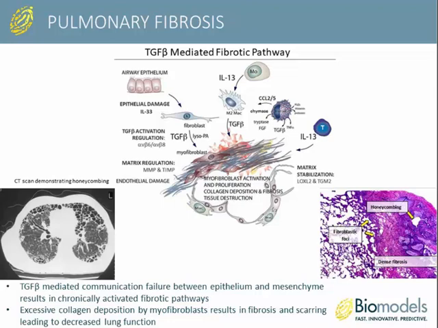And due to this chronic activation, we see excessive collagen deposition that will result in fibrosis and scarring, and this decreased lung function in these models can be measured. And so here we're just showing a common CT scan of someone with IPF, and this honeycombing that we see here is common in this fibrotic disease.